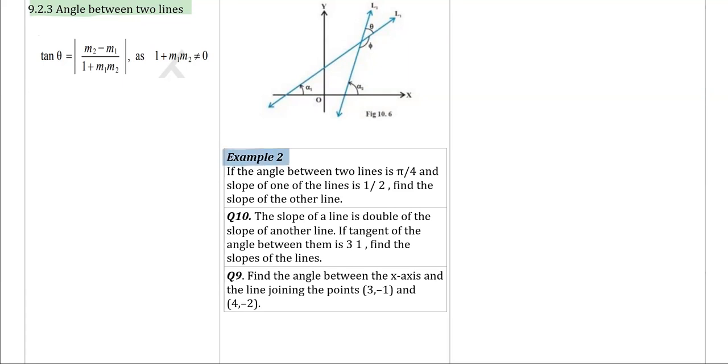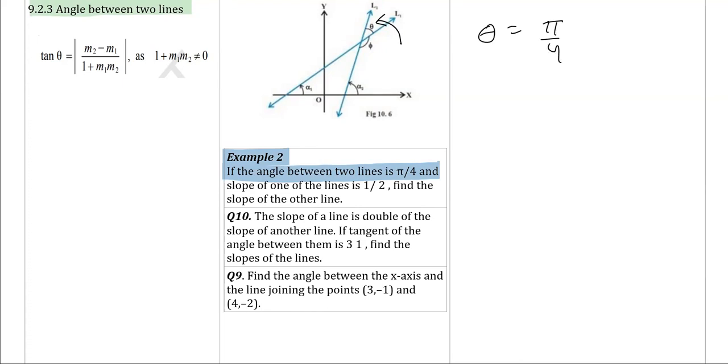This is example 2, again taken from your NCERT textbook. It says if the angle between two lines is pi by 2, that means we know the angle here. First, I can write theta here. And this theta here is not an angle of inclination, right? This is the theta I'm talking about, the angle between the two lines, which is pi by 4.